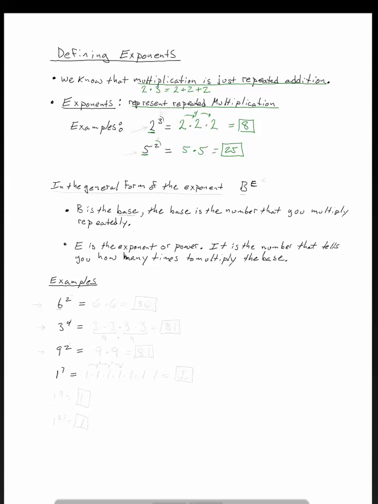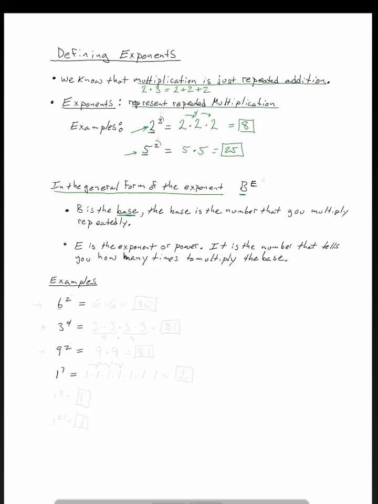Next thing we want to do is look at the general form of an exponent. And we usually write the general form of an exponent as b to the power of e. The reason we do this is that b represents the base. Okay, so the larger number we call the base. If we look at our previous examples, the 2 in 2 to the power of 3 would be the base, and the 5 in 5 to the power of 2 would be the base. The base is the number that you multiply repeatedly.